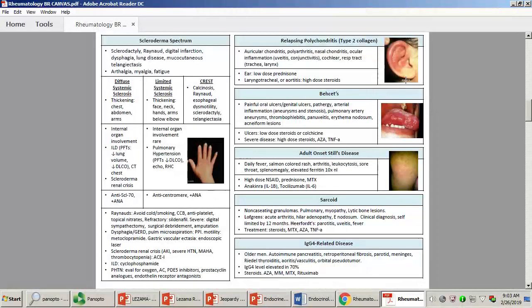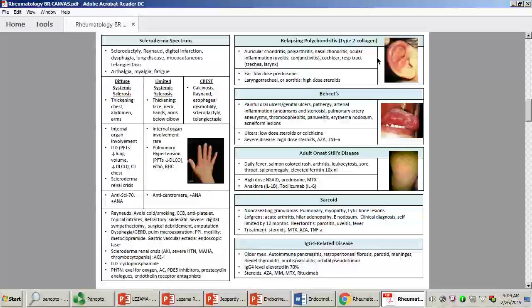What's the scary thing, though, about relapsing polychondritis? So tracheal, right? You have to make sure that you can protect the airway. That's the scary thing about it, essentially. So yes, you can get a polyarthritis, ocular inflammation, so you can get a uveitis, conjunctivitis, cochlear involvement, respiratory tract involvement. Of course, the tracheal and laryngeal involvement is the biggest, scariest thing.